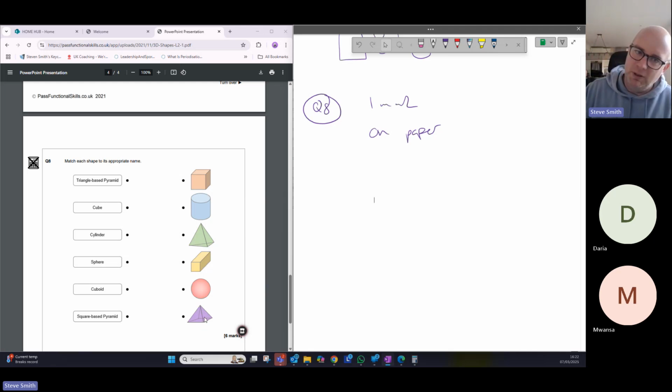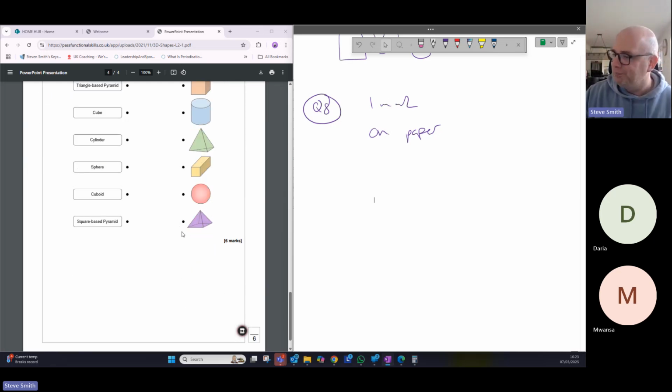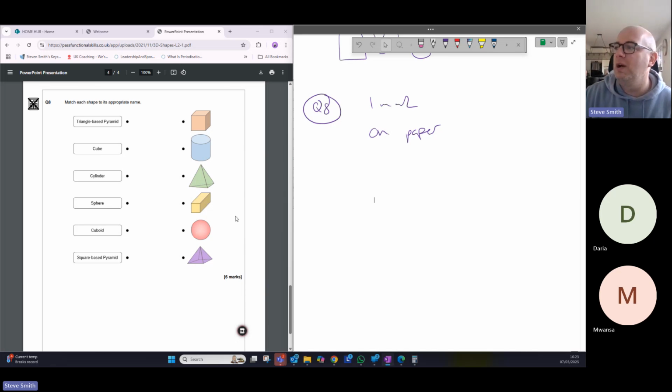Whereas a square-based pyramid, believe it or not, has 4 triangles that go around it and 1 square at the bottom. So that's a different one. That's times by 5, and you'd have a square as well as triangles. Okay, that is all the questions on that worksheet, and I'm not going to stop there.